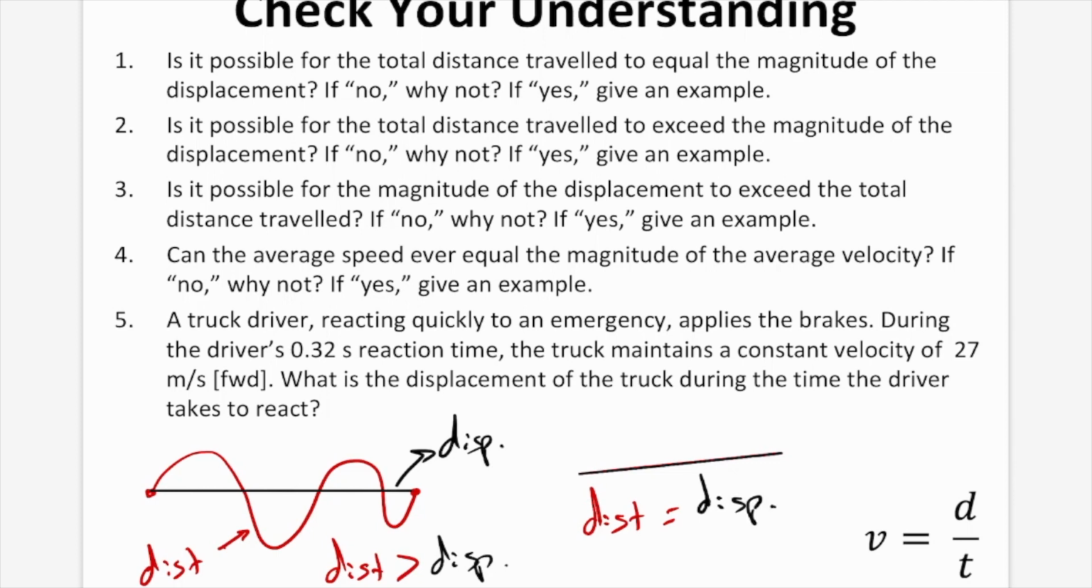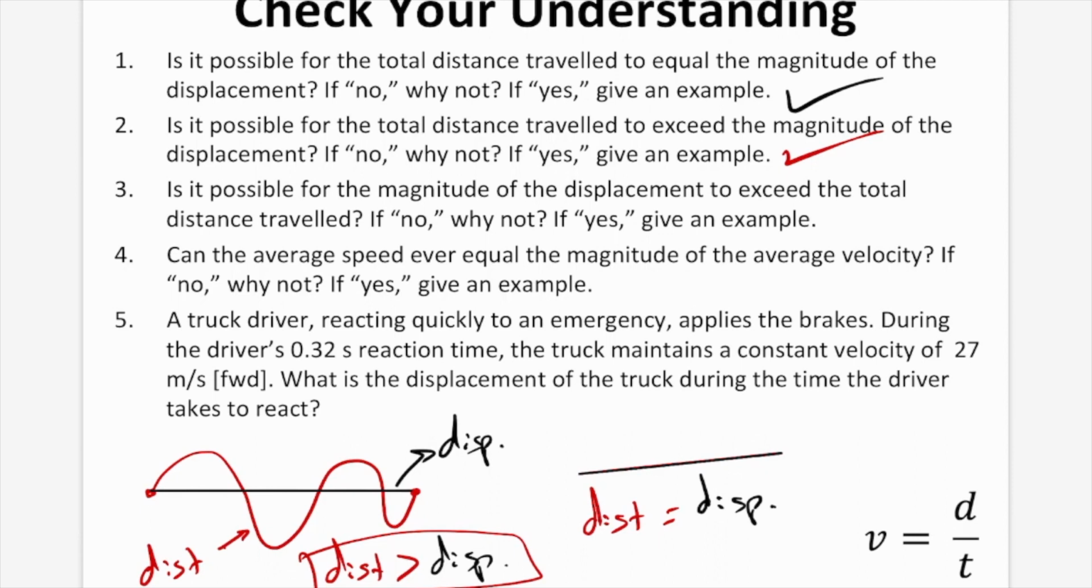So the question says, is it possible for the total distance traveled to equal the magnitude of the displacement? Yes. Number 2, is it possible for the total distance traveled to exceed the magnitude of the displacement? Well, as we just showed in our example, the distance here is much bigger than the displacement. So yes, it is possible for the total distance traveled to exceed the magnitude of the displacement. In fact, it will always exceed the displacement except when it is equal to it.